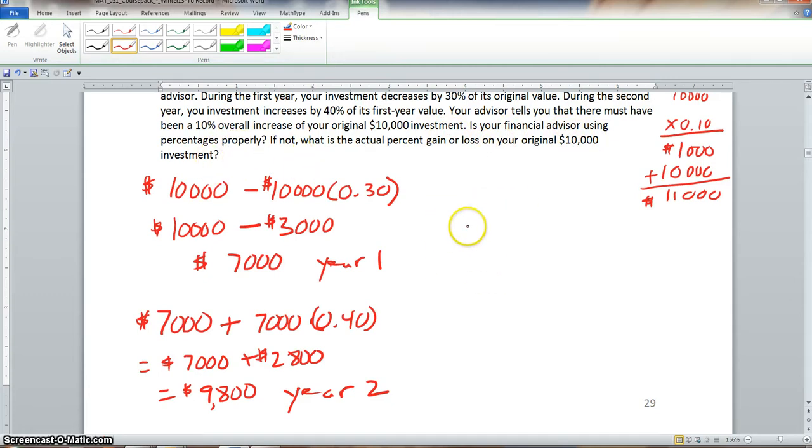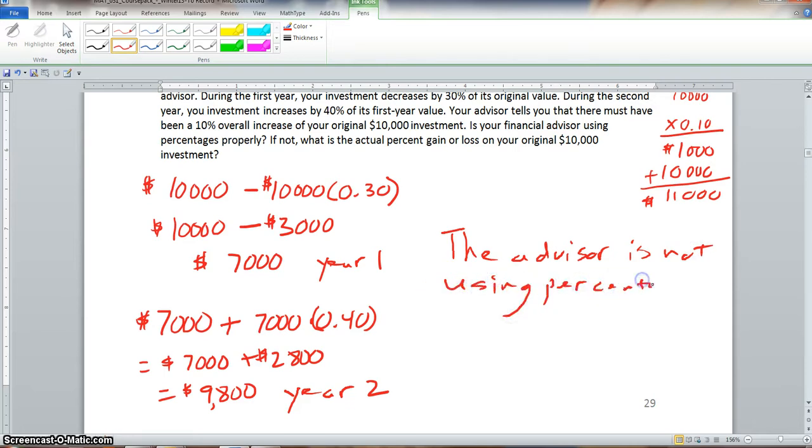We could say the advisor is not using percentages correctly. Okay, now for the second question. If not, what is the actual percent gain or loss of your original $10,000 investment?